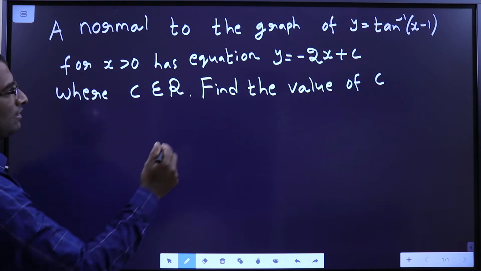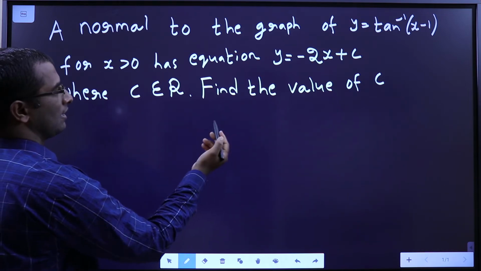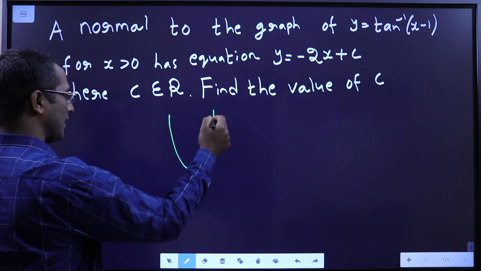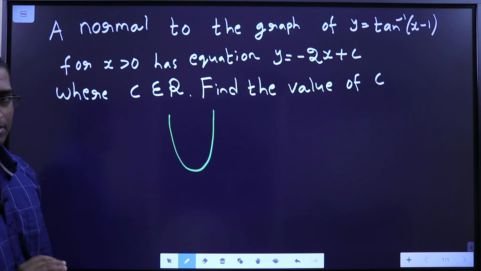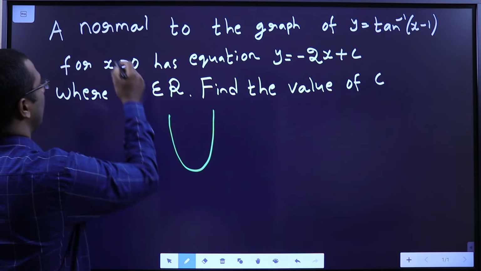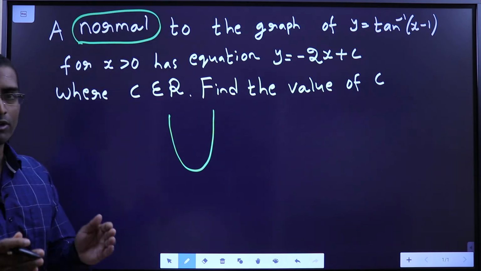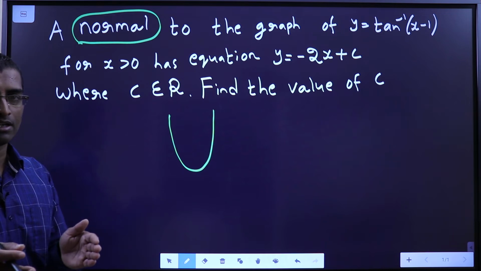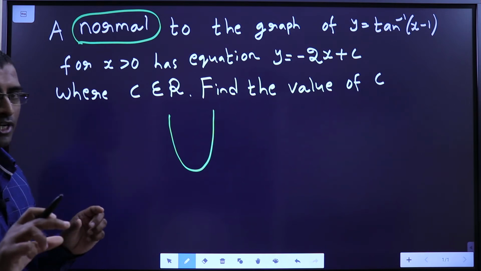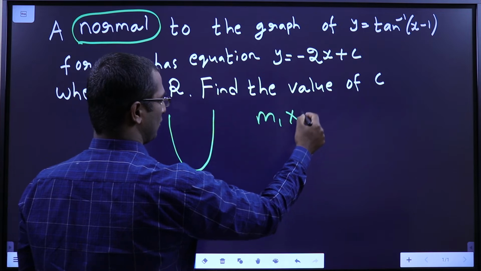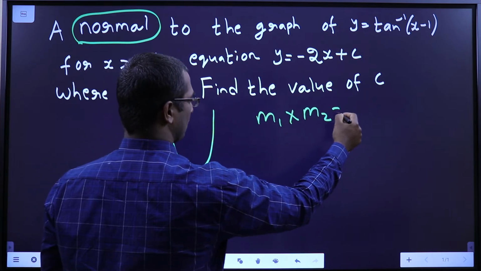Okay. What is given here? A curve equation is there. In general, let us assume this to be the curve, and here a normal is mentioned. So I told you before, whenever you come across a normal, you should go with the formula m1 into m2 equal to minus 1.